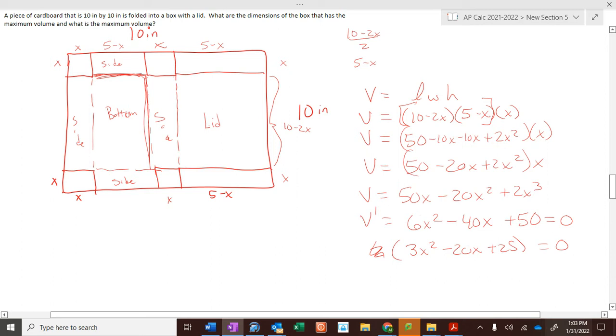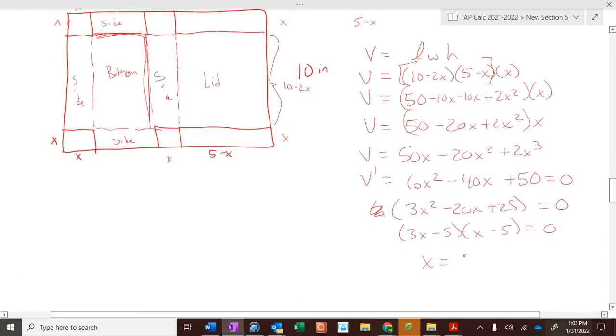Does it factor? Might. I'm not sure how it does, but it might. Like 3x minus 5 and x minus 5. So I get 3x squared minus 15x minus 5x is minus 20x plus 25. There we go. So x equals 5 or x equals 5/3, right?